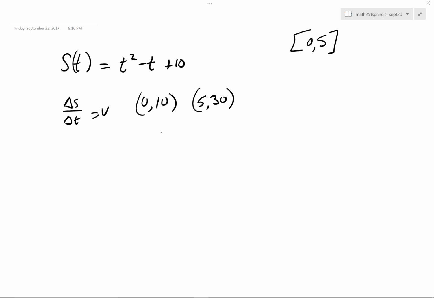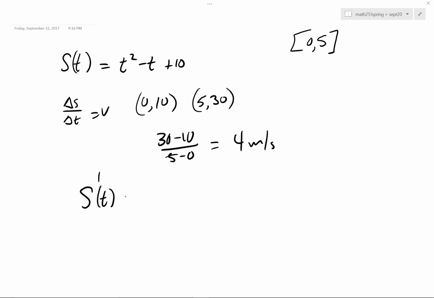So the average rate of change would be 30 minus 10 over 5 minus 0, which would be 4 meters per second, assuming it's in meters and seconds. Okay? And then the second part of the question says, at what time is the instantaneous velocity equal to average velocity? Well, I don't know.